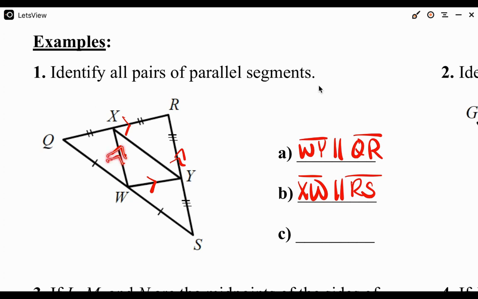For our second set of parallel lines, we have to do 2 arrows, and then for our third set, we're going to do 3 arrows. So XY, with 3 arrows, is parallel to QS. Oh, those look crazy. I'm going to change them really quick. A little bit better. Okay.